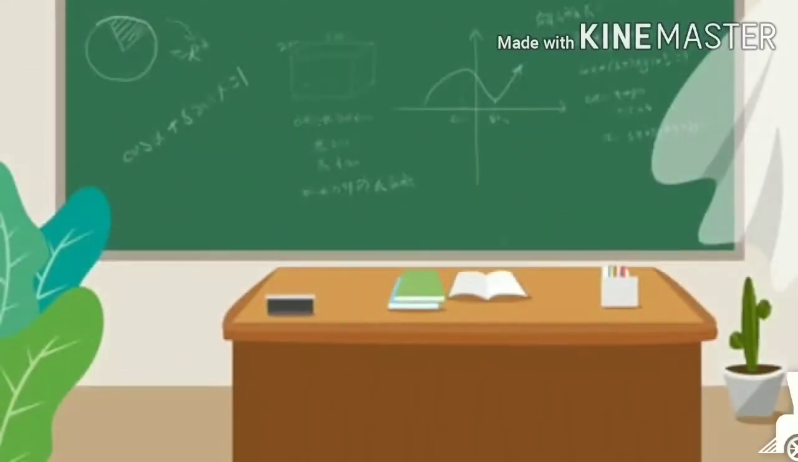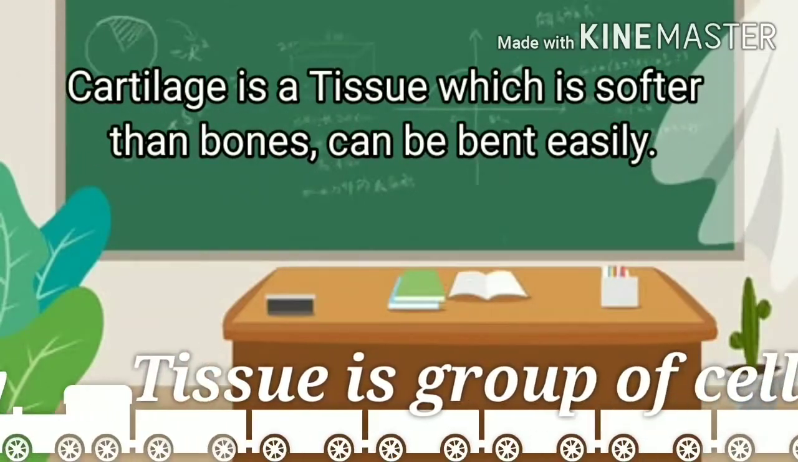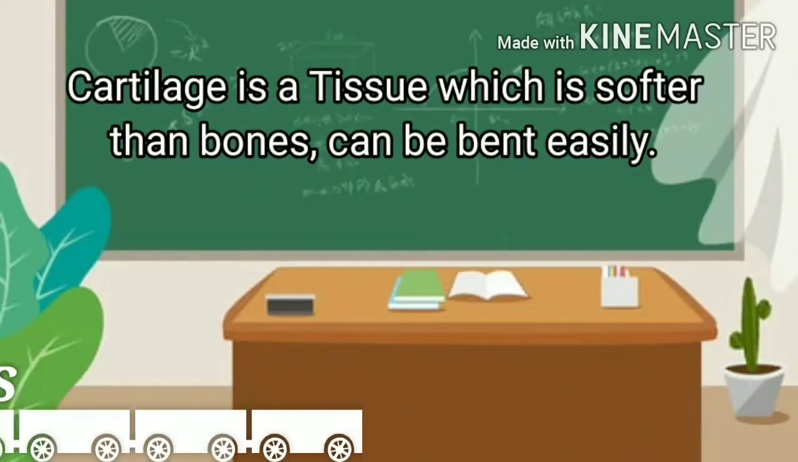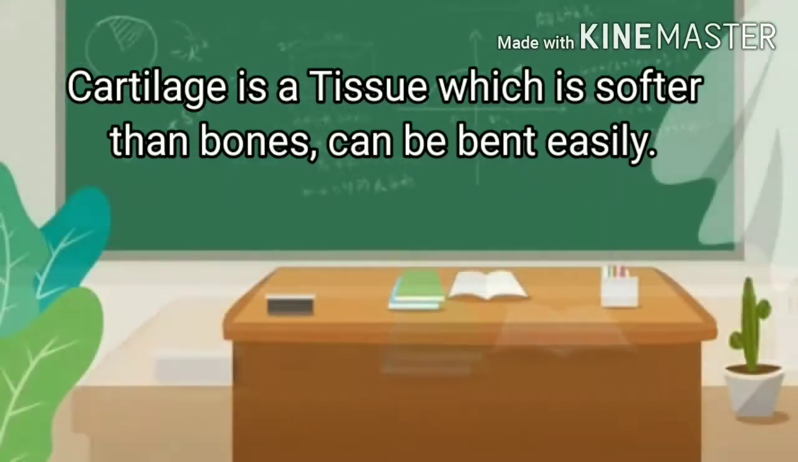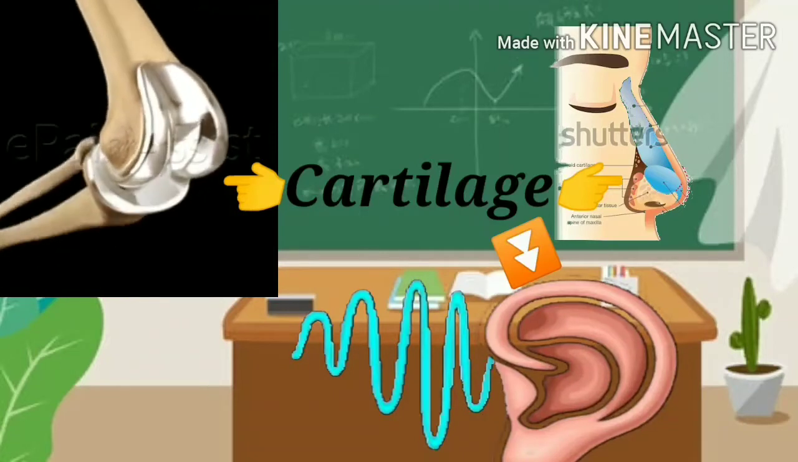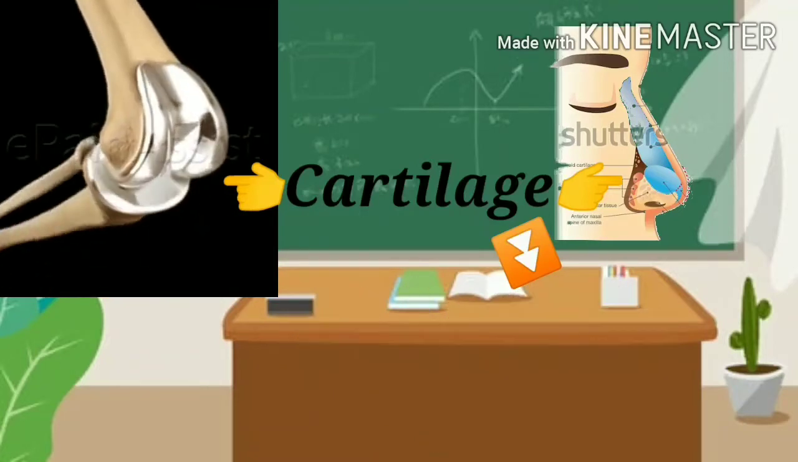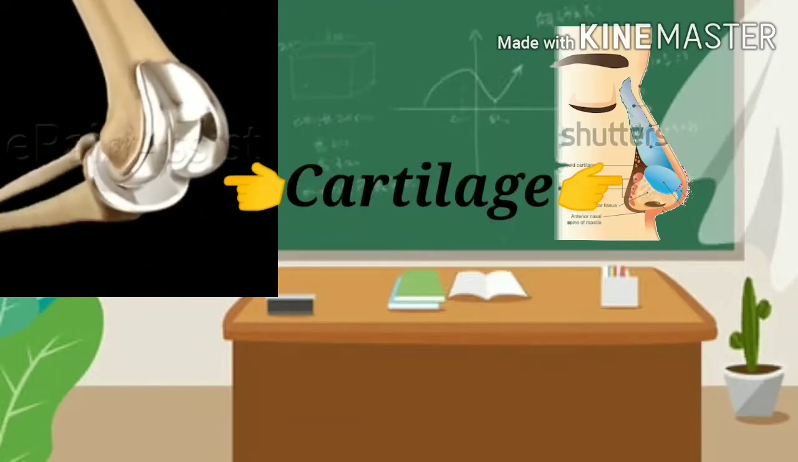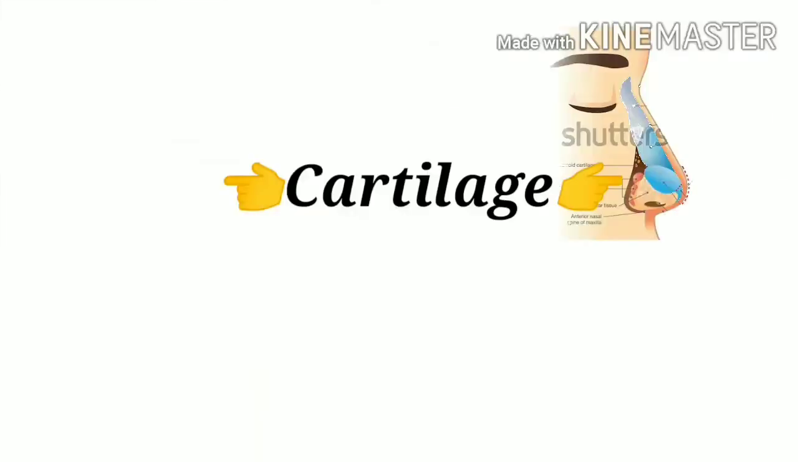Cartilage is a tissue which is softer than bones and it can be bent easily. Some examples of cartilage are present on upper part of ear lobes, on the nose and also between the joints. You can feel the cartilage, children. You can bend your ear, then you can feel that cartilage is present and it is very soft. You can easily bend it.